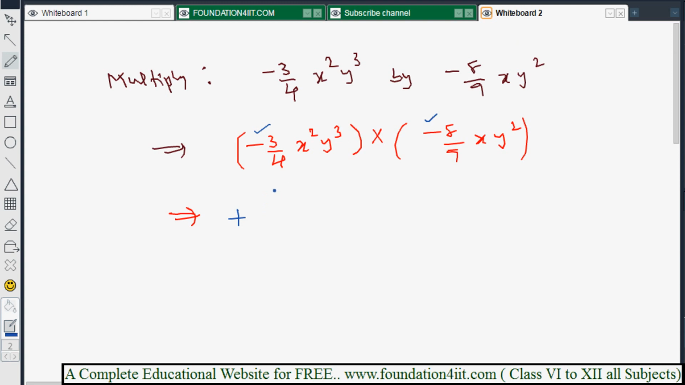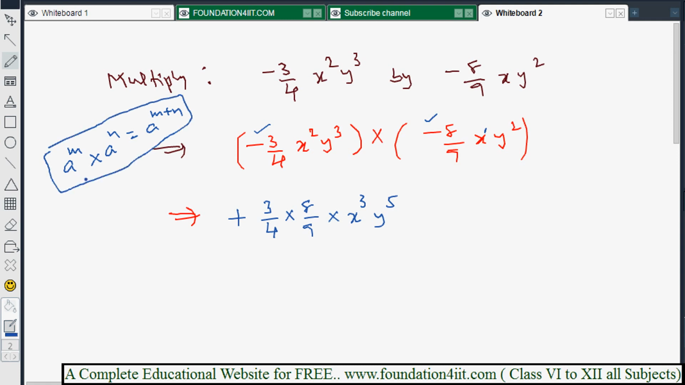Now the next number, meaning the constants. The first term's constant is 3 by 4 and the second term's constant is 8 by 9. Next the variables: x square and here x power 1. When you observe x square and x power 1, nothing means 1. Now finally x cube, and y power 3 and y power 2, so overall y to the power 5. The same formula applies: a to the power m into a to the power n is equal to a to the power m plus n. Remember this formula to do multiplication of monomials.